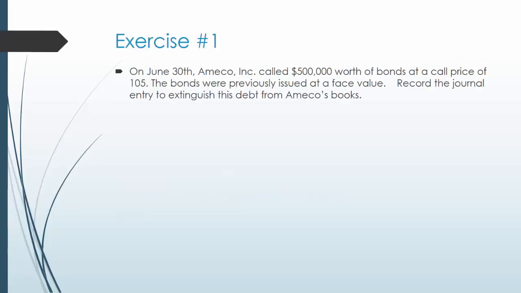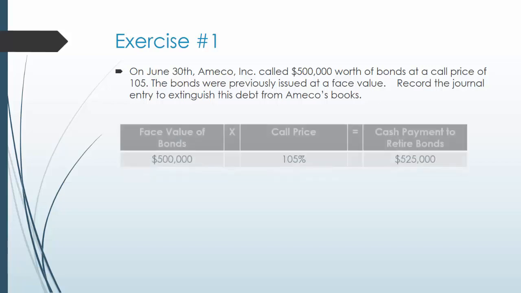In exercise number 1, we have Amico Incorporated, who on June 30th called $500,000 worth of bonds at a call price of $105. These bonds were previously issued at face value, so they won't have any discount or premium on the books. We need to record the journal entry to extinguish this debt from Amico's bonds. Well, this is pretty straightforward to do.